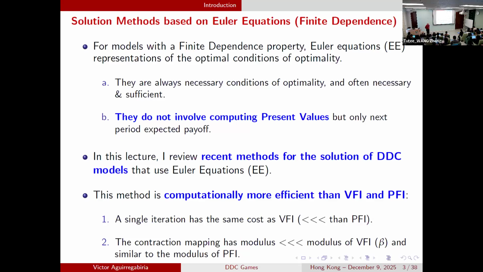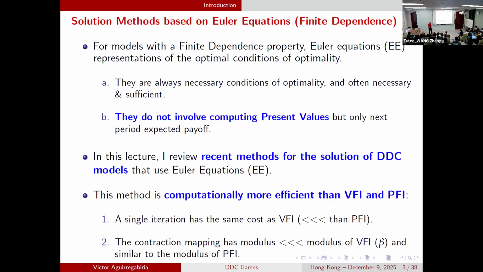Something that is interesting is that by using the finite dependence property, this representation of these Euler equations does not involve computing present values. Okay, the evaluation of this Euler equation operator only requires obtaining next period expected values of utilities or payoffs. Okay?